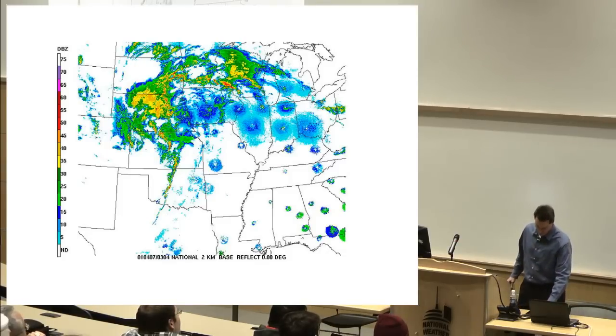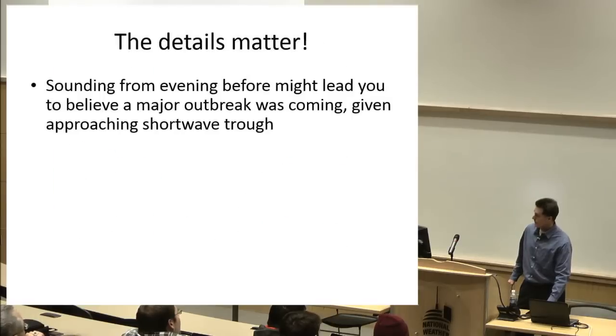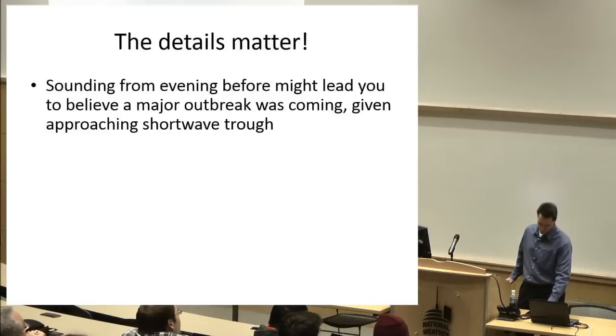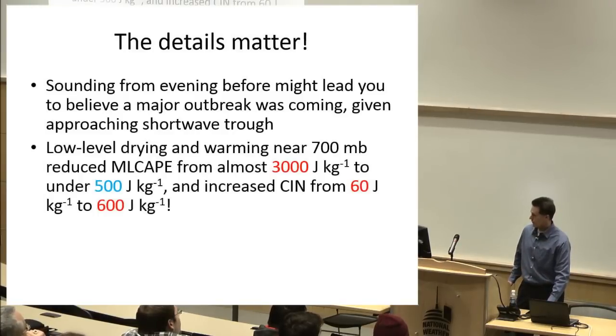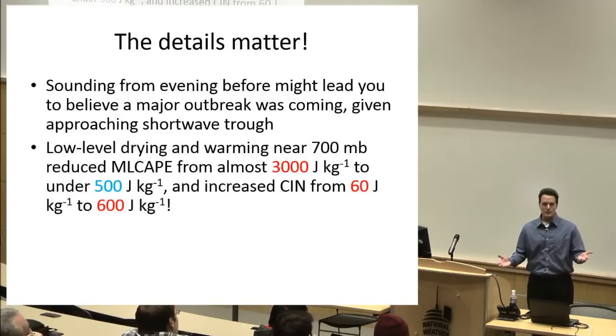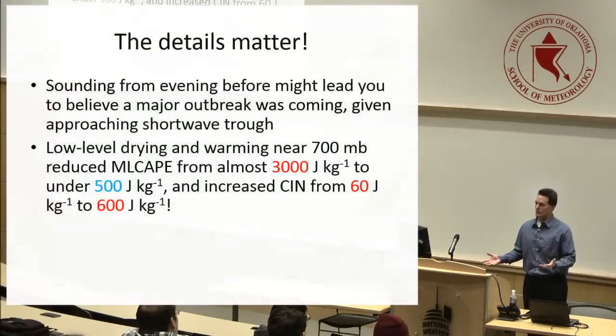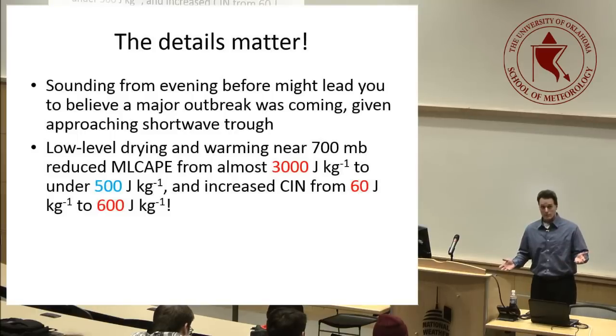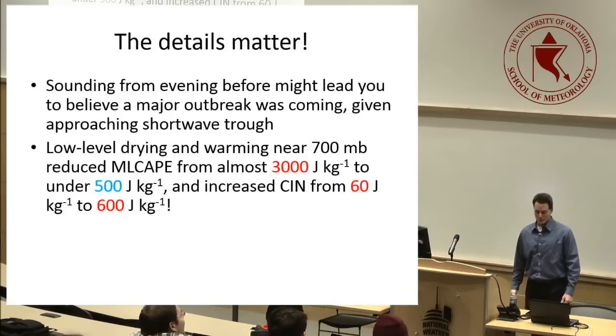So the point here is you have to look upstream. Again, you might make the assumption there's going to be a huge outbreak with this approach of this strong shortwave trough and strong cyclogenesis, but then look at what happened. And the point is this information was available in the upstream soundings. We went from 3,000 CAPE closer to 500. I don't think the standard playbook calls for a 2,500 joule per kilogram decrease in buoyancy one day over the other. The CIN increased. Order of magnitude, that's impressive.